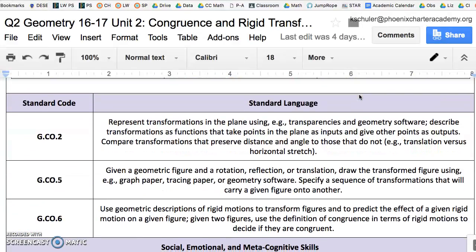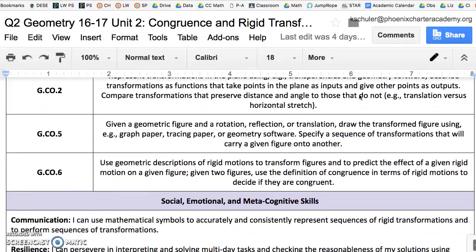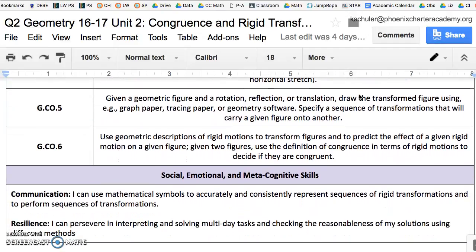The standards that we're going to be including in this QPA have to do with understanding transformations on the coordinate plane and identifying transformations that map pre-images to post-images, as well as understanding characteristics performed by these rigid transformations. As we've been working on previously, we're going to be focusing on two social, emotional, and metacognitive skills, our communication, as well as our resilience.